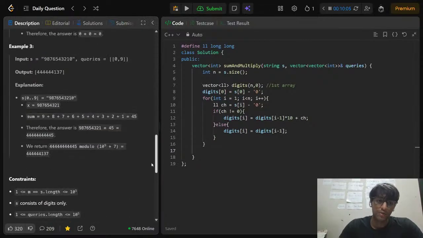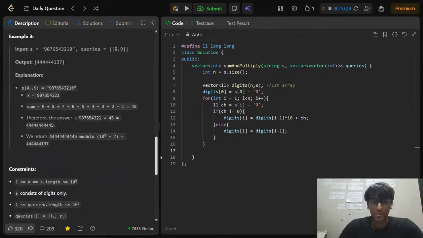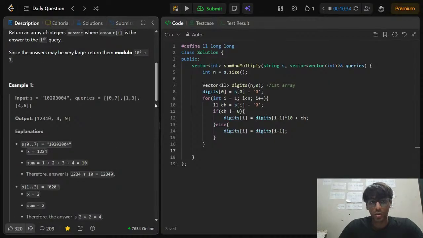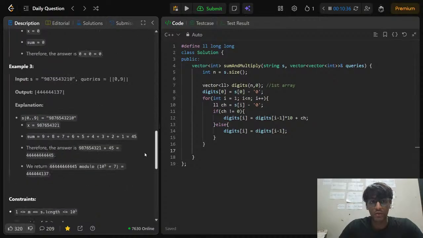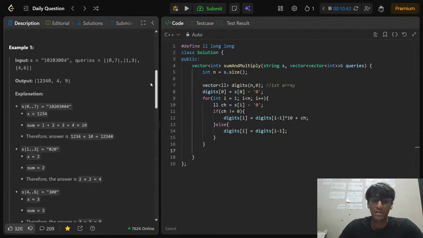Now the problem comes because of the constraints, because it's 10 to the power 5. If the length of s is 10 to the power 5 and the queries' length is 10 to the power 5, in the worst case the multiplication of both is 10 to the power 10. And a modern machine can go up to 10 to the power 8 operations. So this is 100 times that. It won't work. So I'm trying to find an approach which is O(n), which works for around 10 to the power 5 complexity.